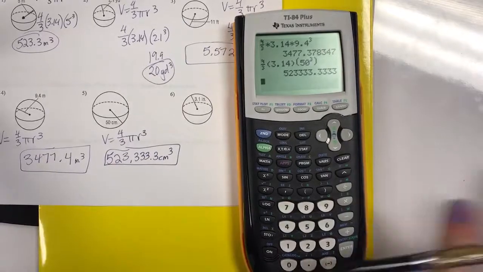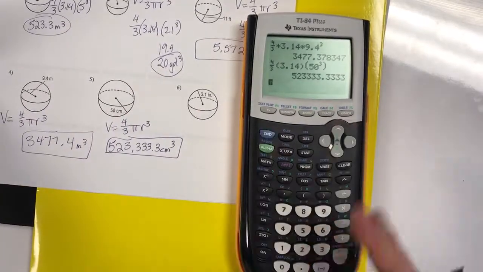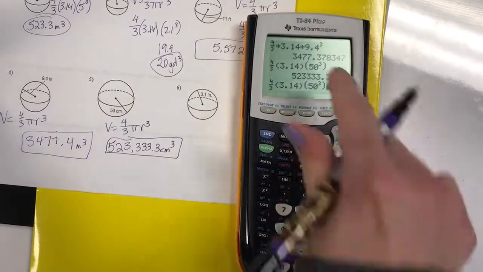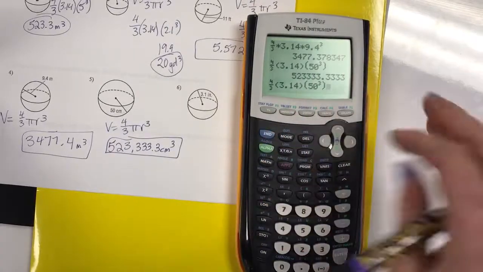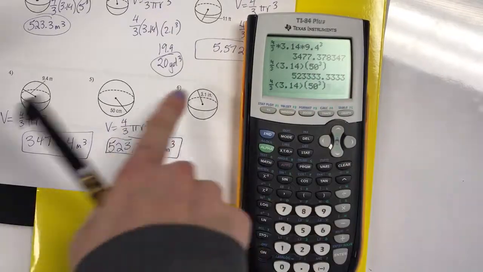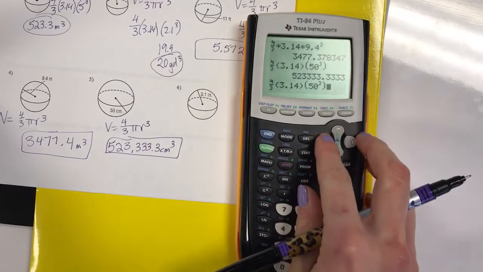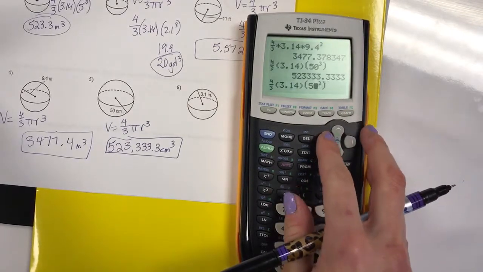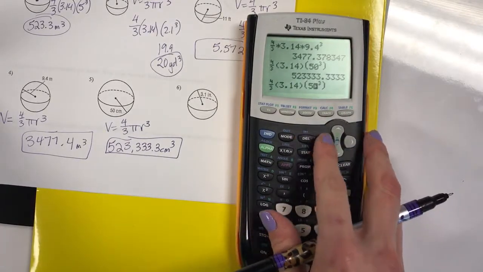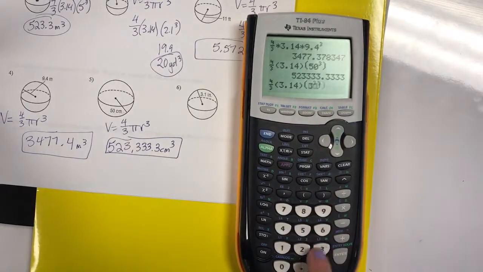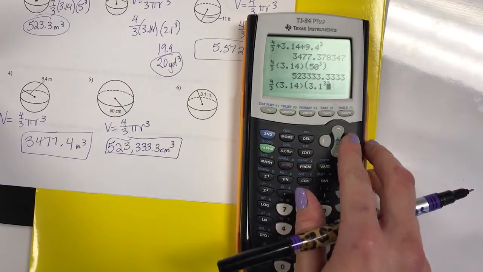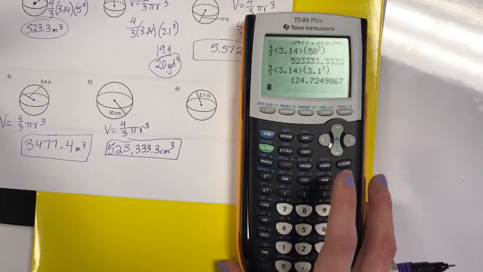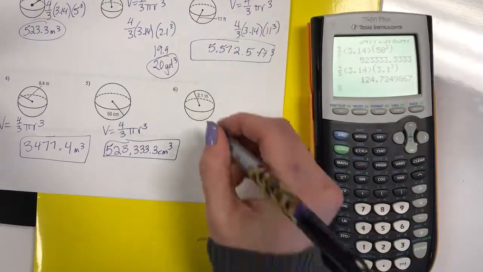And I did this a second ago, but when you get to the homework page and it's all the volume of spheres, you can hit that second enter button and your previous problem will pop up. I don't recommend this because I want you to write your formula down and I want you to make sure you have the right radius and everything, but for this example's sake, I'm going to plug it in. And let's see, 124.7.